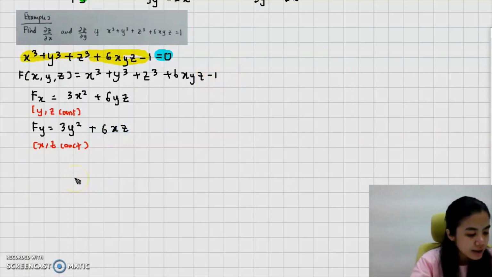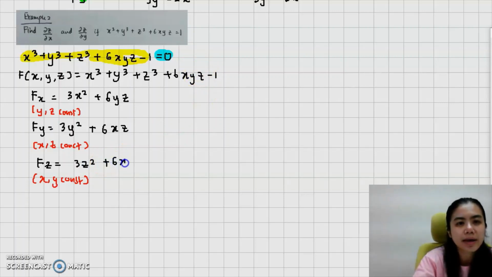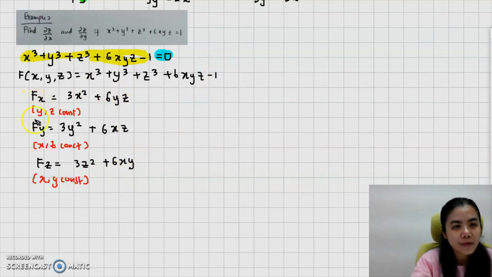Now the next will be fz. For fz, we're going to treat x and y as constant. Now, this is constant, so this is 0, this constant is 0, and this one we differentiate, so you have 3z squared. Differentiate this, and we have 6xy, and it is 0. So we're done with the first step.